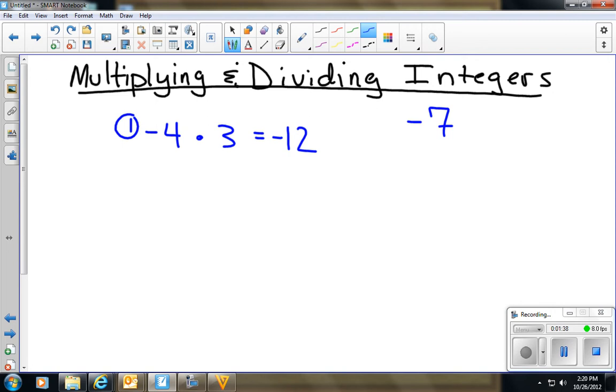If I had then another negative sign for the 3, and I'm now doing negative 4 times negative 3, well, now I'm going to take the opposite of the negative 12 and make it into a positive. So then I have negative 4 times negative 3 is actually positive 12.